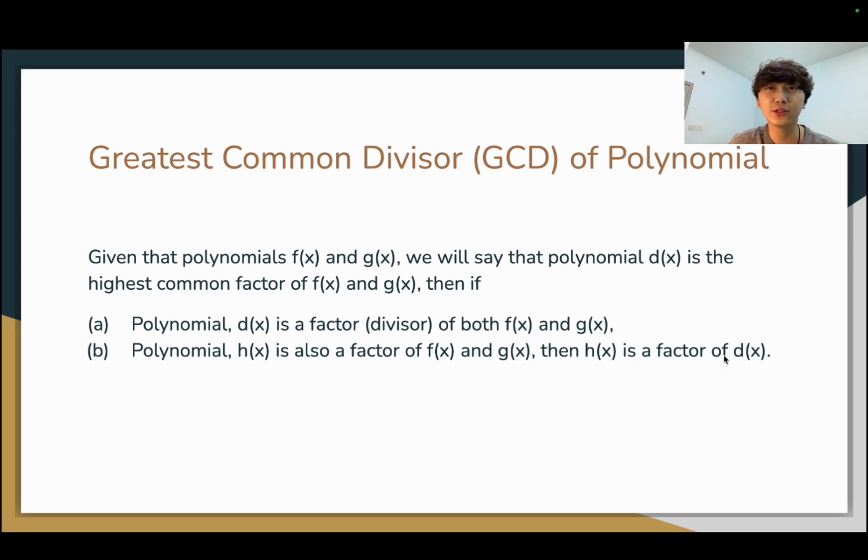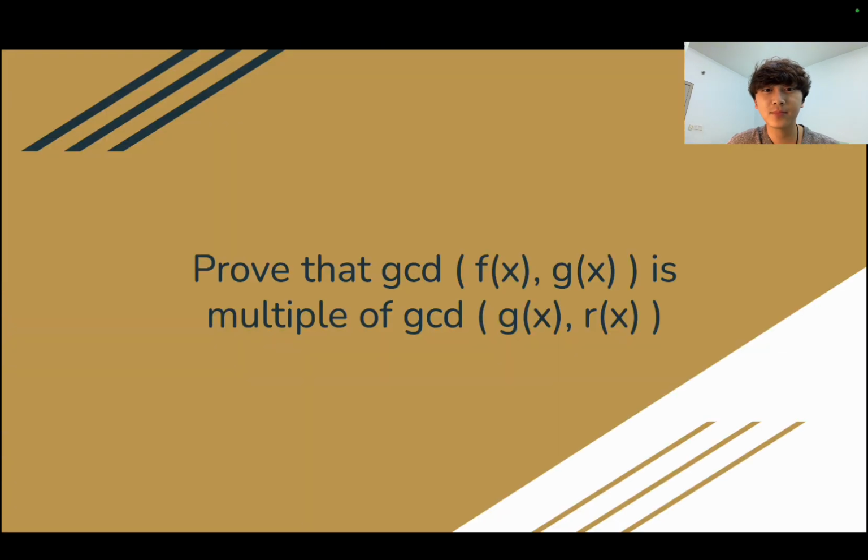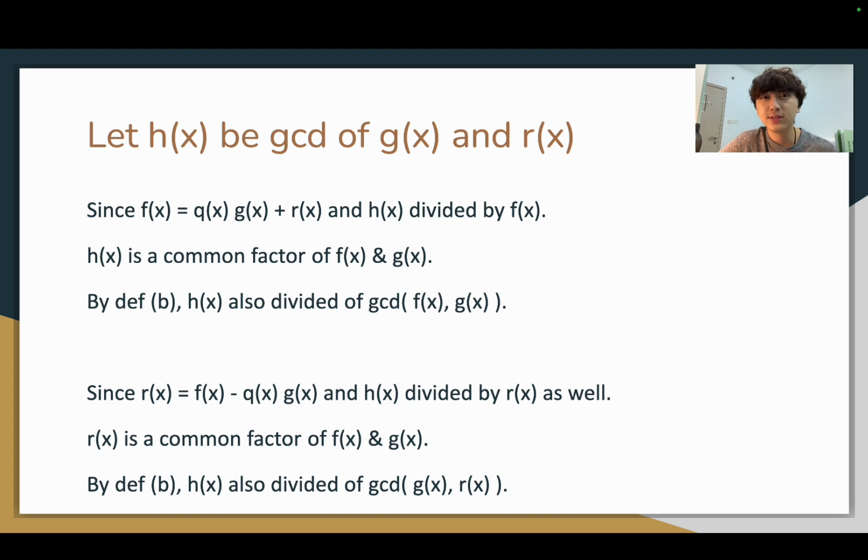So this is a theory that we should know before we go through another question. Now prove that GCD(f(x), g(x)) is a multiple of GCD(g(x), r(x)). So let h(x) be GCD of g(x) and r(x). Since f(x) is equal to q(x)g(x) plus r(x), then as we know, h(x) divides f(x), so h(x) is a common factor of f(x) and g(x). So by definition, just now we have learned, h(x) also divides GCD(f(x), g(x)).